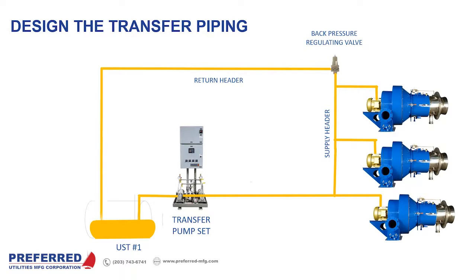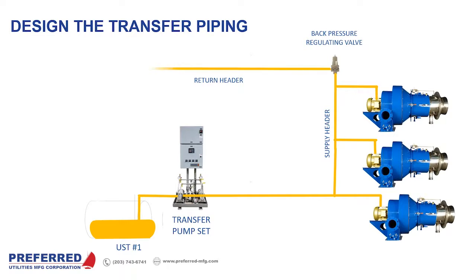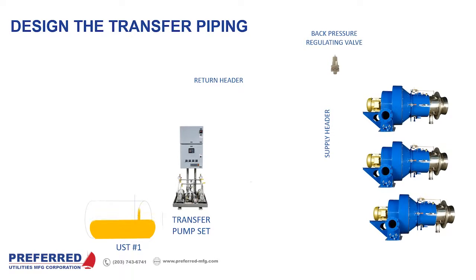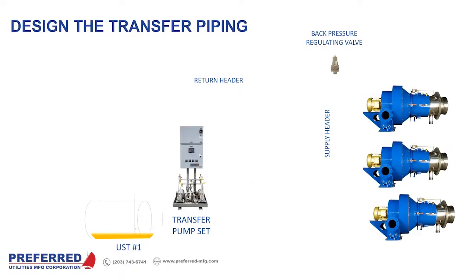And then we're going to go to a back pressure regulating valve, and that back pressure regulating valve is what is going to control the pressure in that supply header, because back pressure regulating valves are the opposite of PRVs. A PRV modulates to regulate downstream pressure. A back pressure regulating valve modulates to maintain upstream pressure. And it does this by opening and closing and dumping oil into the return line back to the main tank.